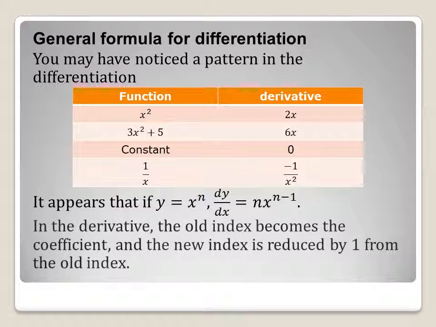In the derivative, the old index or power becomes the coefficient, and the new index is obtained by subtracting 1 from the old index. In the function y equals x squared, for instance, n equals 2, and dy/dx is now equal to 2 times x raised to the power of 2 minus 1. And this gives 2x raised to the power of 1, or 2x.